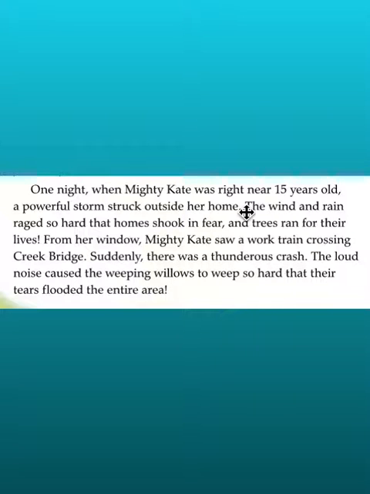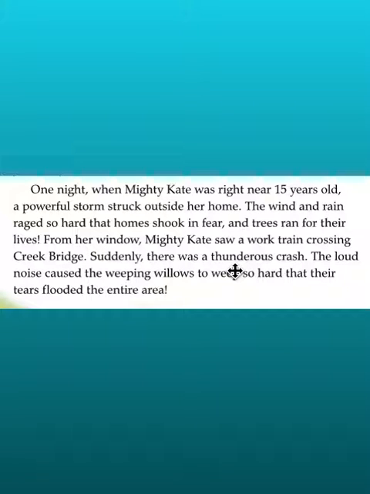One night when Mighty Kate was right near 15 years old, a powerful storm struck outside her home. The wind and rain raged so hard that homes shook in fear, and trees ran for their lives. From their window, Mighty Kate saw a work train crossing Creek Bridge. Suddenly there was a thunderous crash. The loud noise caused the weeping willows to weep so hard that their tears flooded the entire area.